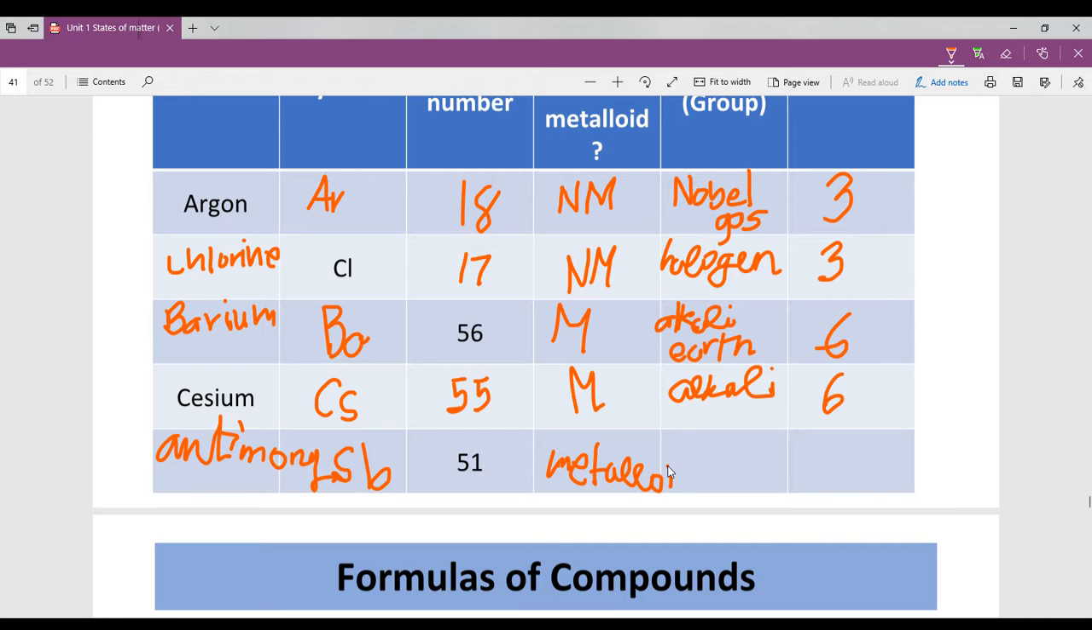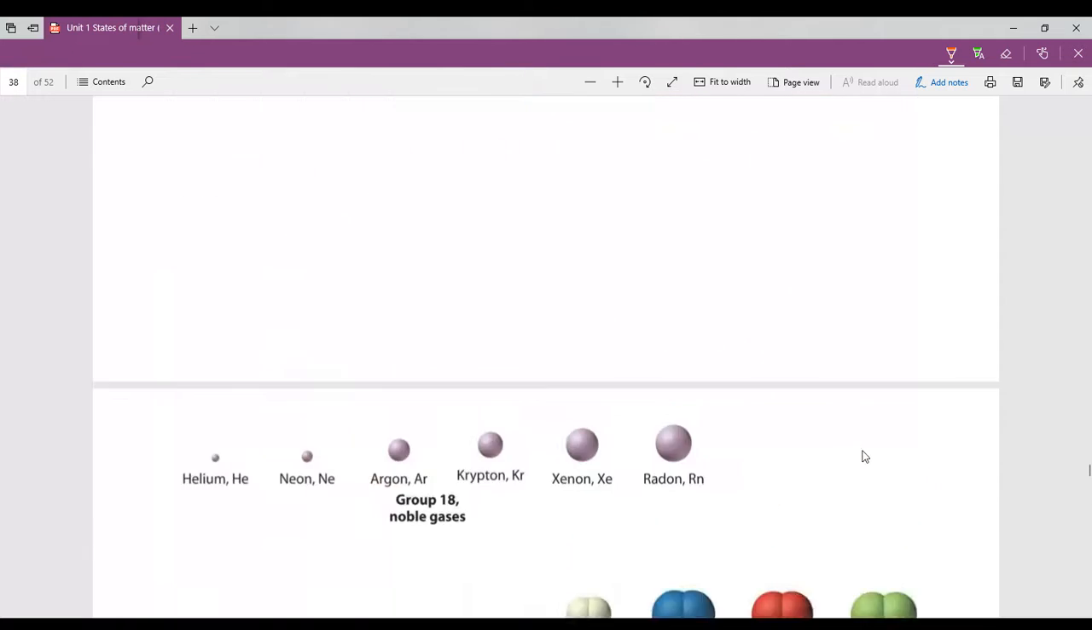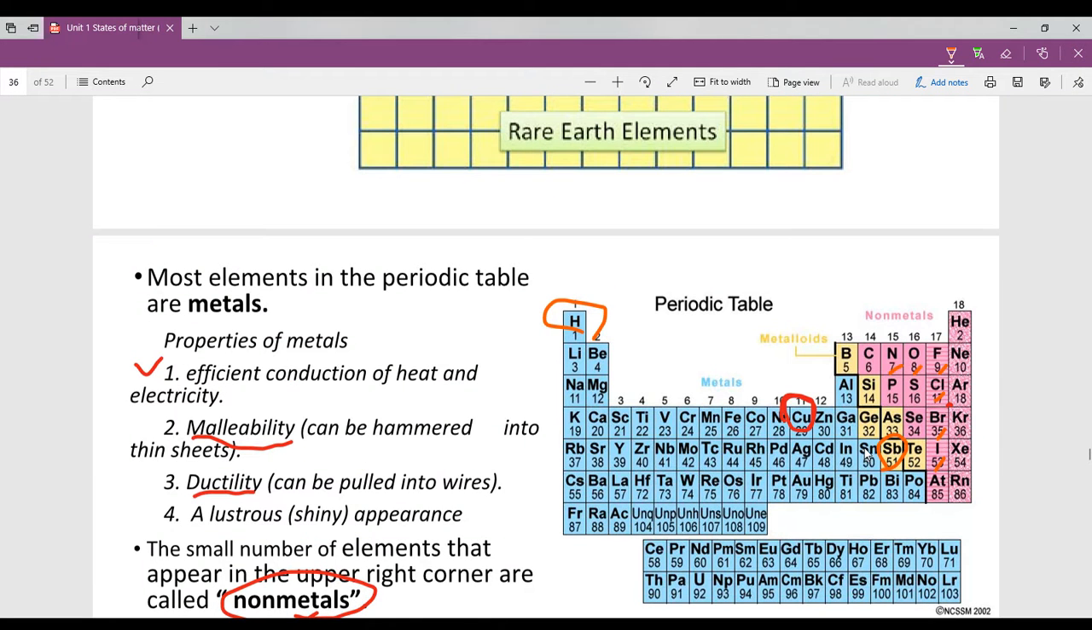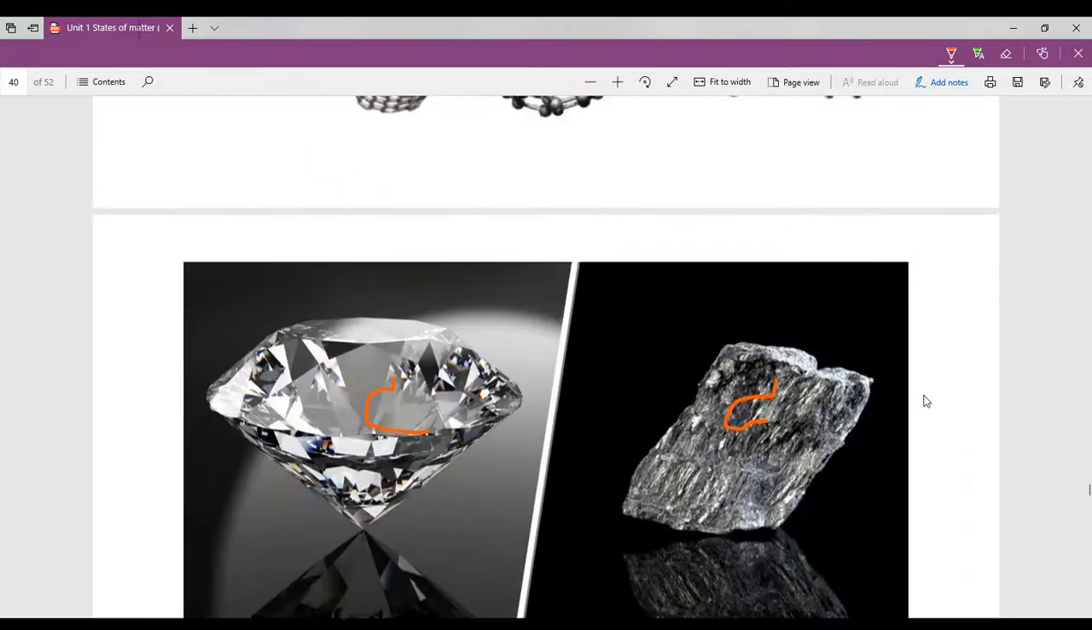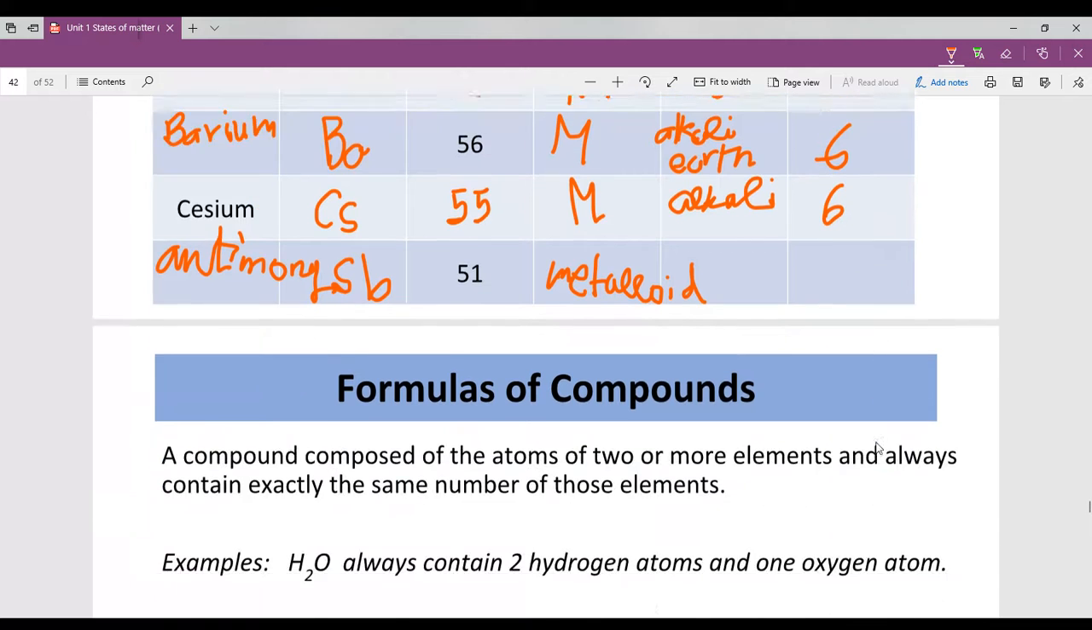I got this. Okay. It doesn't have a group name, but we know that antimony is in group 1, 2, 3, 1, 2, 3, 4, 5. It's in group number 5. It's in group 5A. Okay.